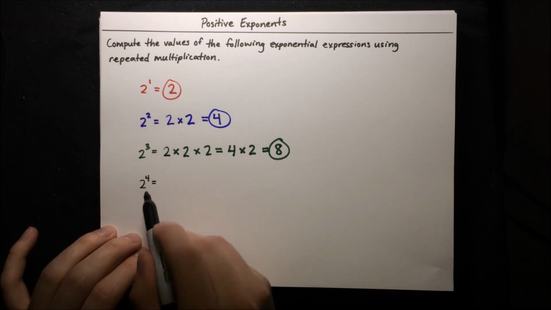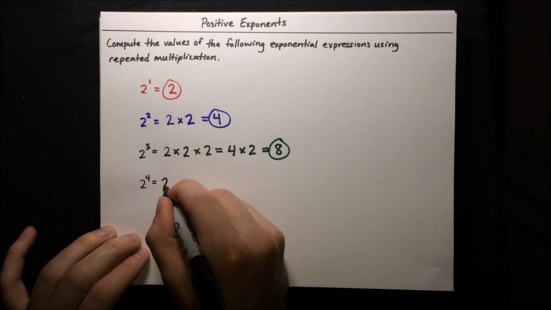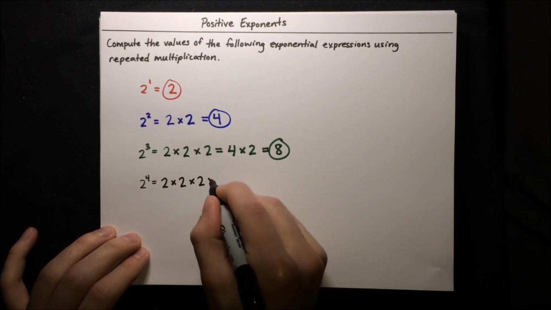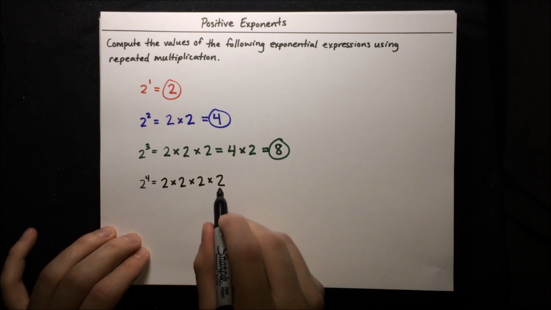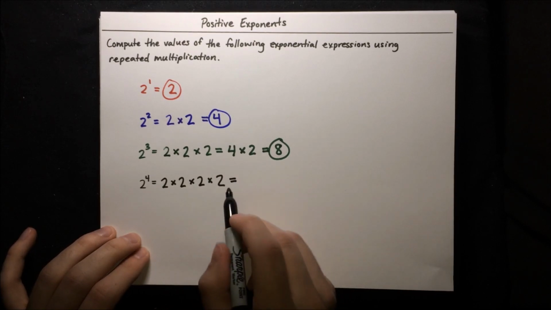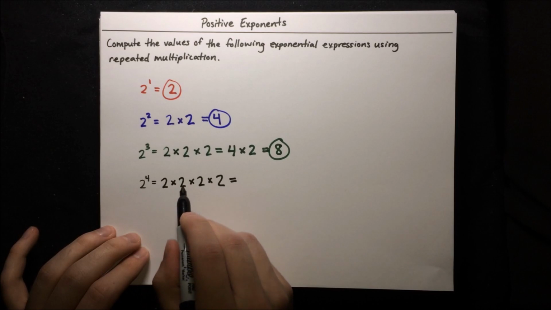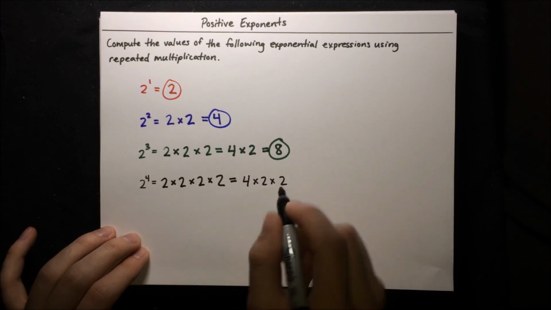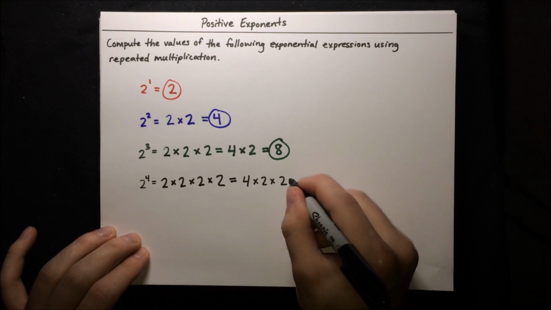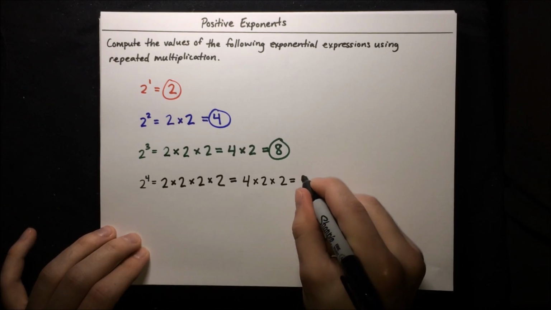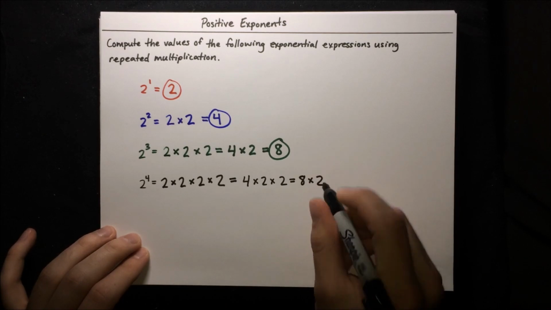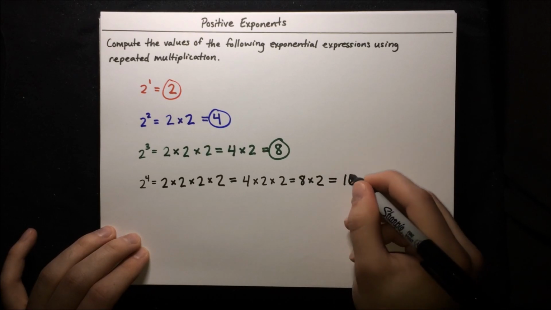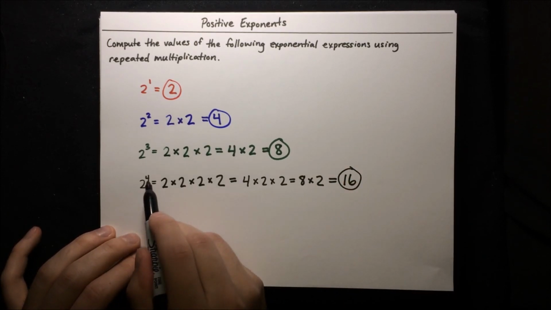Lastly, 2 to the exponent of 4 just means to take 2 and multiply itself 4 times. So 2 times 2 times 2 times 2. 1, 2, 3, 4. And that's equal to, well, taking the first two terms, 2 times 2 is 4. So 4 times 2 times 2, still got those remaining 2's to do. And 4 times 2 is 8. So we've got 8 times 2, and 8 times 2 is just 16. So there we go. 2 to the exponent of 4 is 16.